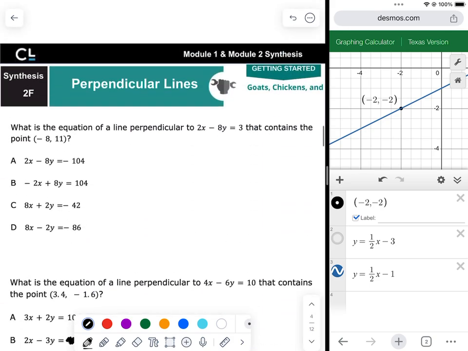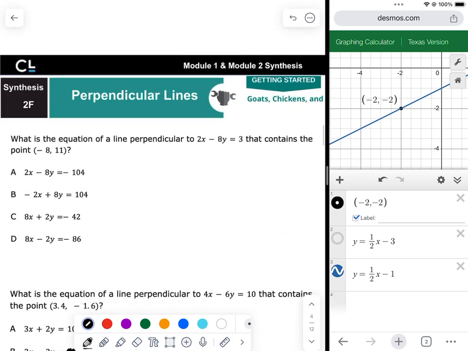But if we go to our next question here, it says, what is the equation of a line perpendicular to 2x minus 8y equal to 3 that contains the point -8, 11? All right, so for this one right here, we are looking for perpendicular. So remember, what that means is flip and change.